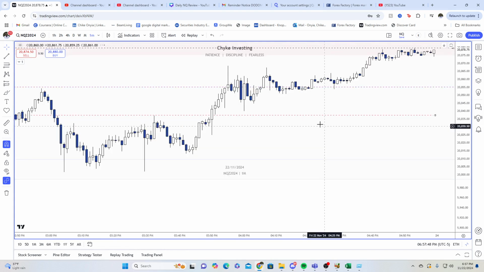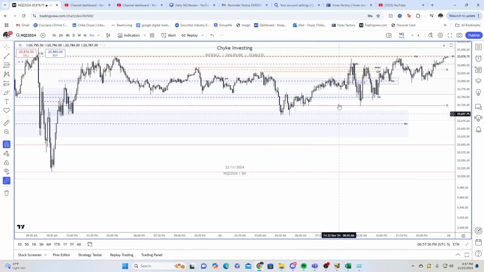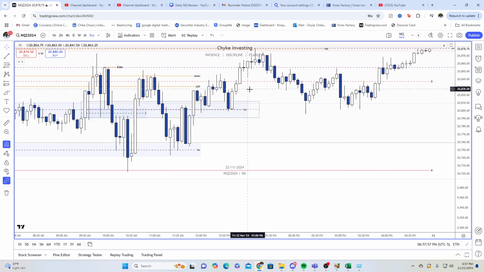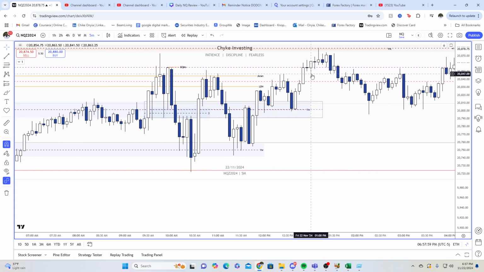Let's check the 1-minute. Well, let's check on 5-minute. When did it hit that PM session high? 1:10. When did this form? This formed during the 12:50 macro. So this was also a macro as well. So the 12:50 to 1:10 macro.